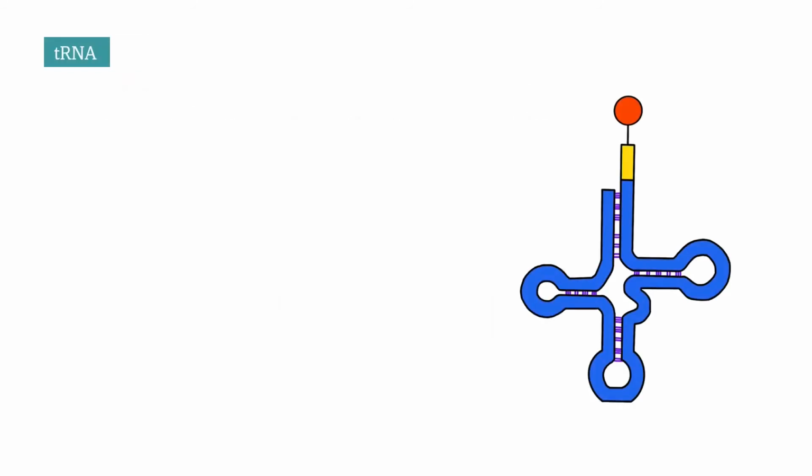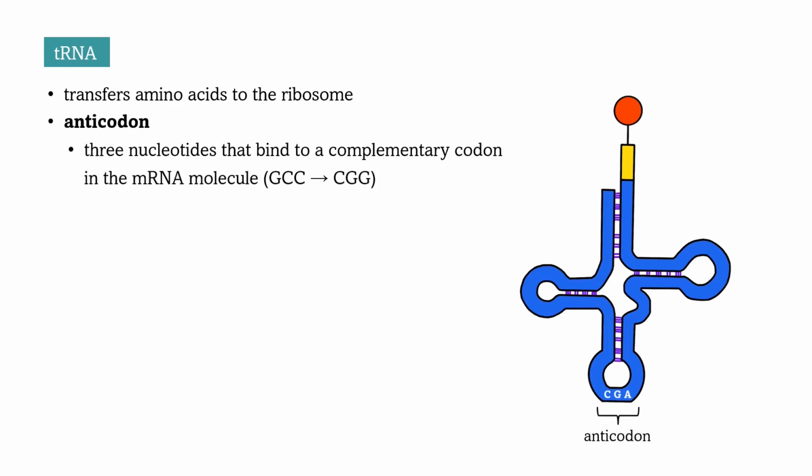Finally, the tRNA. tRNAs, transfer RNAs, are small RNA molecules that transfer amino acids to the ribosome. They have a very specific structure because they contain 4 short segments that are double helical and make the molecule look like a clover leaf. 2 of these regions are especially important. The first one is the anticodon, 3 nucleotides that bind through base pairing to a complementary codon in the mRNA molecule. For example, a guanine cytosine codon in the mRNA specifying alanine requires a complementary cytosine guanine anticodon.